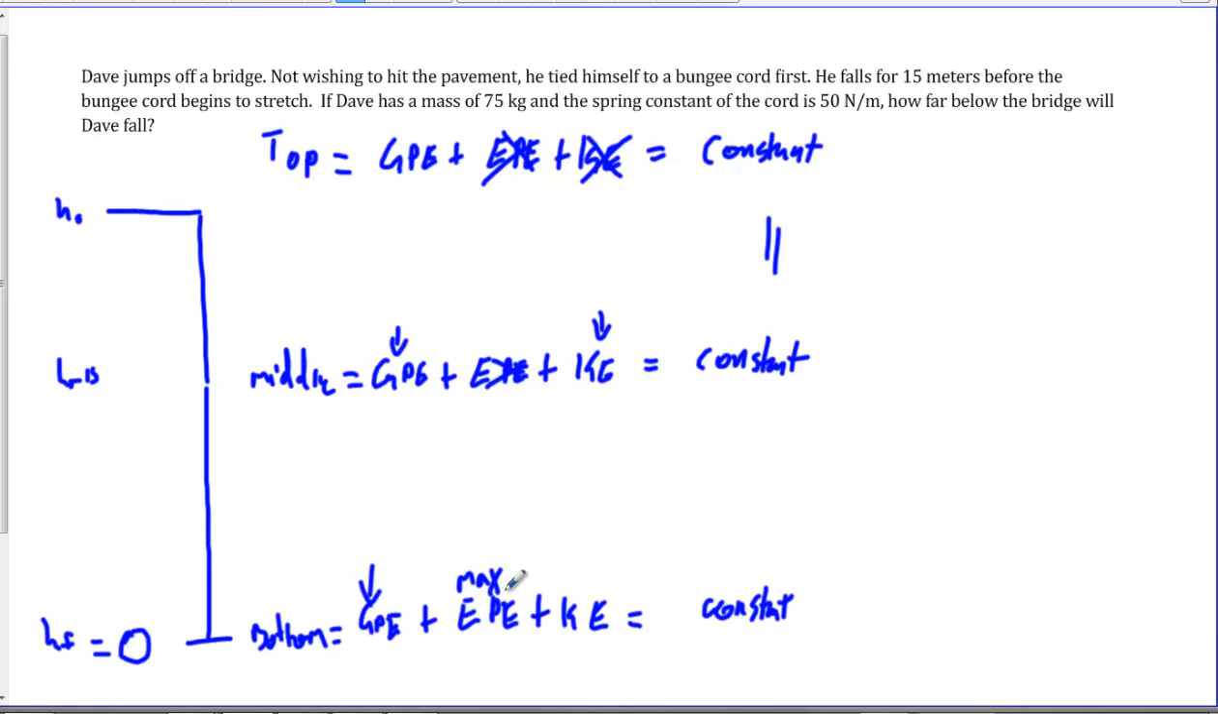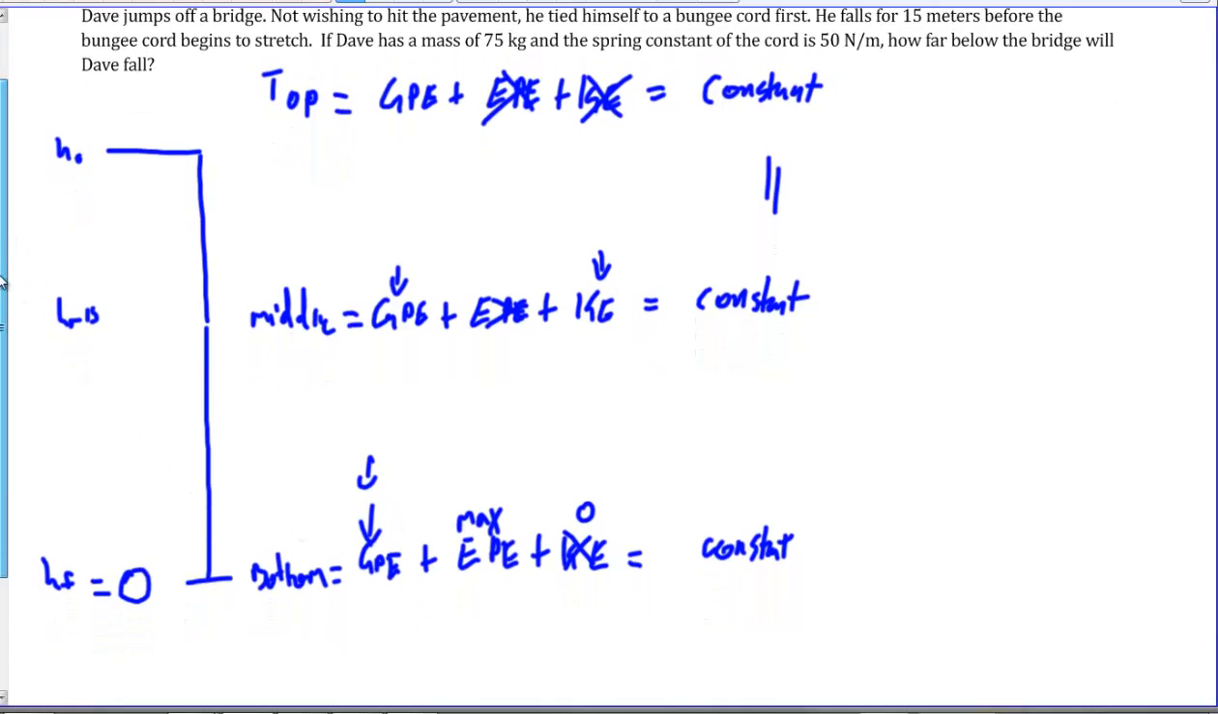This is the most the spring stretches. And his kinetic energy is back to being zero because he's at his lowest point. He's not going down. He hasn't started to come back up yet. So how are we going to solve this equation so that we know how far down below he actually is at this point? Well, that is why we're going to pick our height here to be zero.